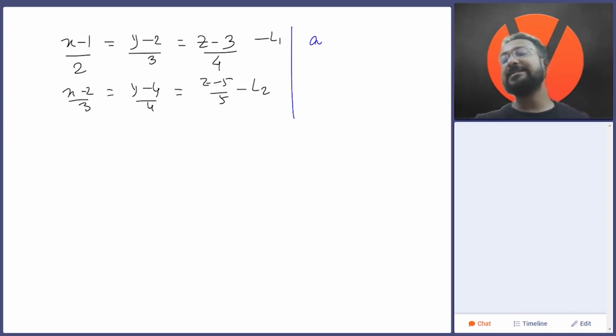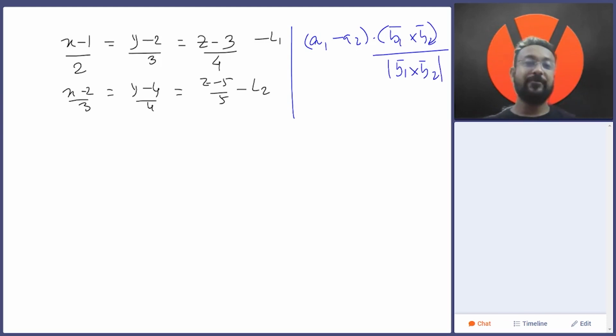I think you know this, right? Skew lines have the shortest distance always as A1 minus A2 dot B1 cross B2, always remember, divided by their mod. It means we have to find out B1 cross B2 for sure. Yes. So B1 cross B2 we have to find out.